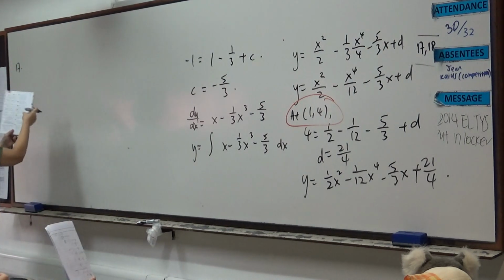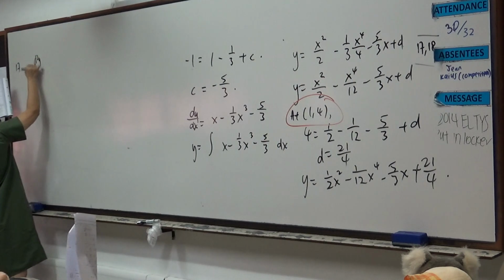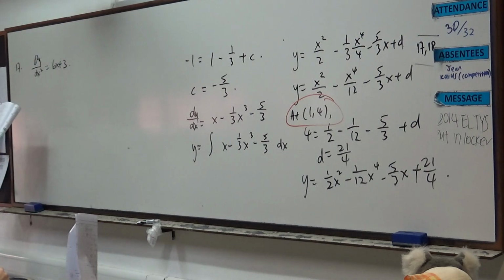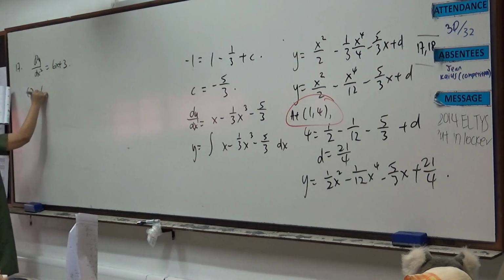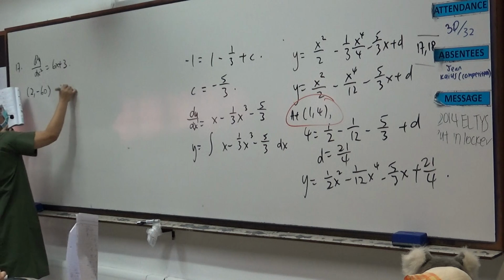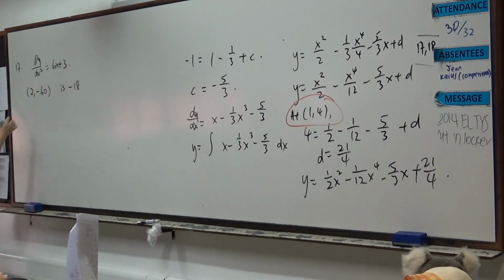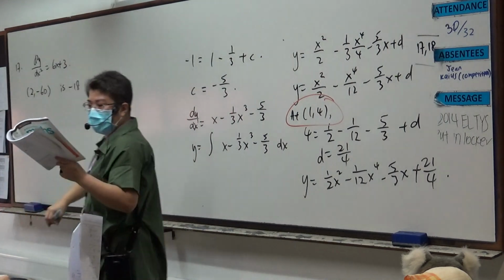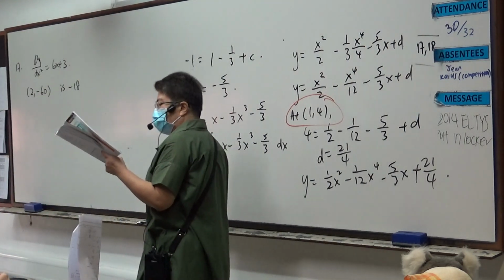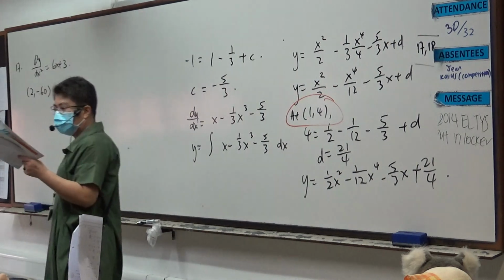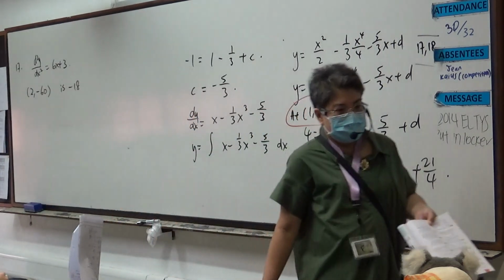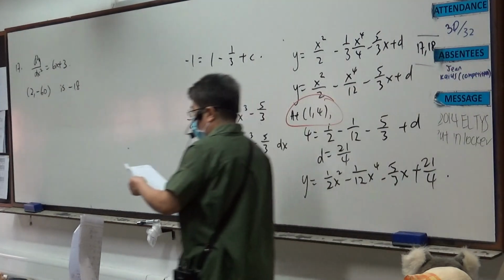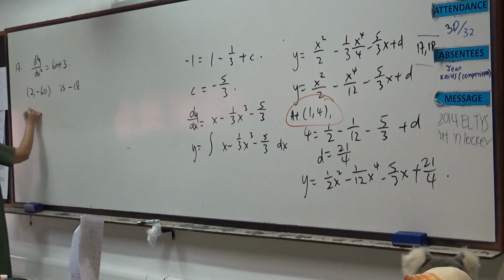The curve is such that d2y/dx squared is 6x plus 3. And the gradient of the curve at (2, negative 60) is negative 18. That means at this point dy/dx is negative 18. Okay? Find the coordinates of the stationary points of the curve and determine the nature of these stationary points. Now what are stationary points? dy/dx is 0. Okay, good. Let's take a look here.